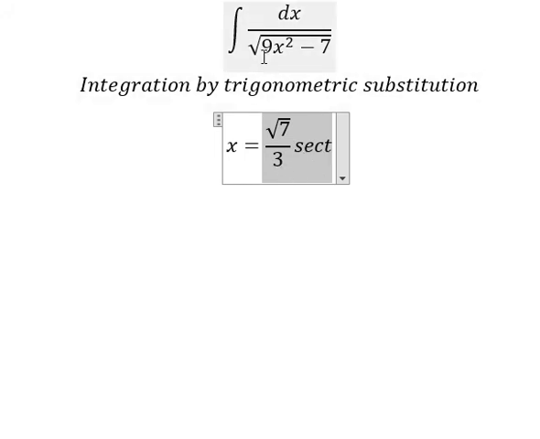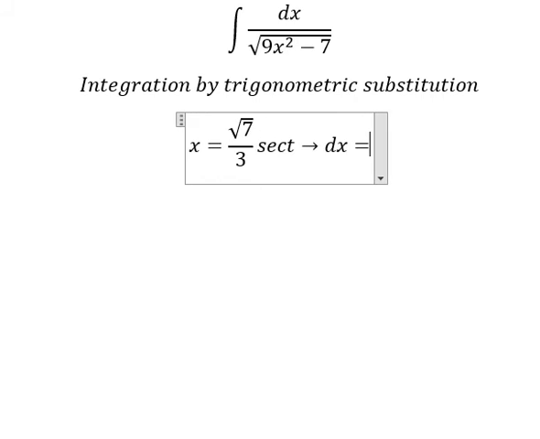Number 9, that will cancel. Number 7, we can do factorization. Secant of t squared minus 1, we change for tan t squared, and later that we cancel the square root, and later that we simplify by ds.